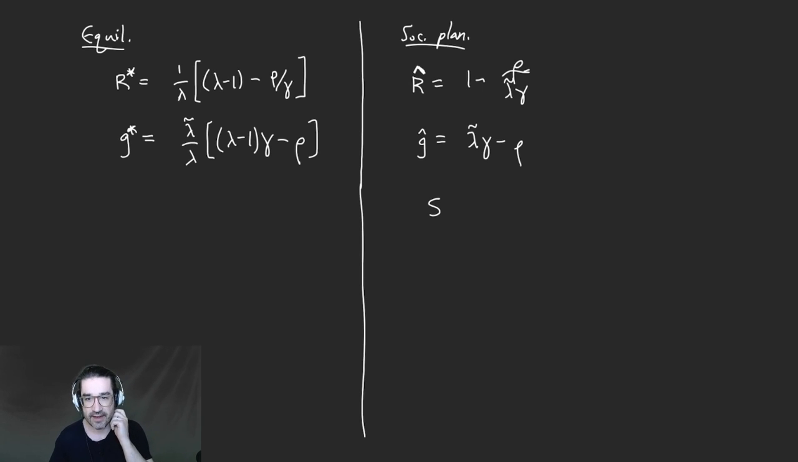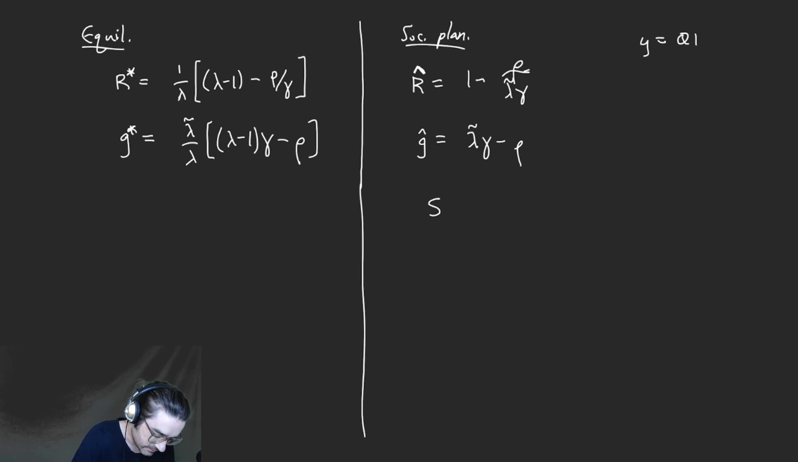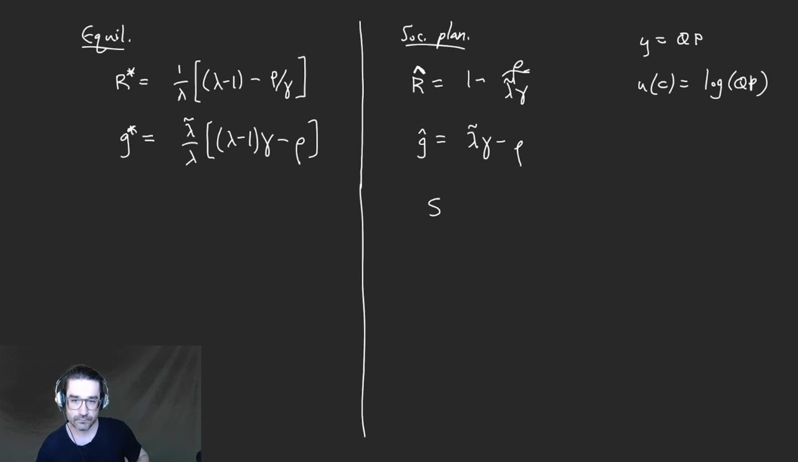We can use that fact to make this calculation a little easier. Some useful things here: we know that y is q times p. And then u of c is u of y, which I'll write as log, so it's log of QP. That's actually all we need to think about this in a very stylized way. Our per-period objective is log of QP, and then we have some discount rate rho.